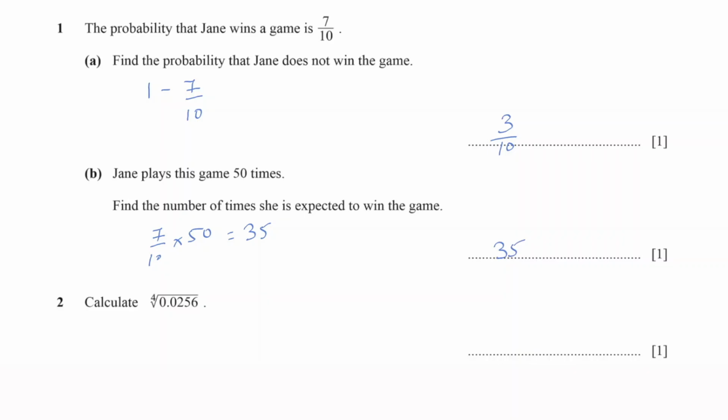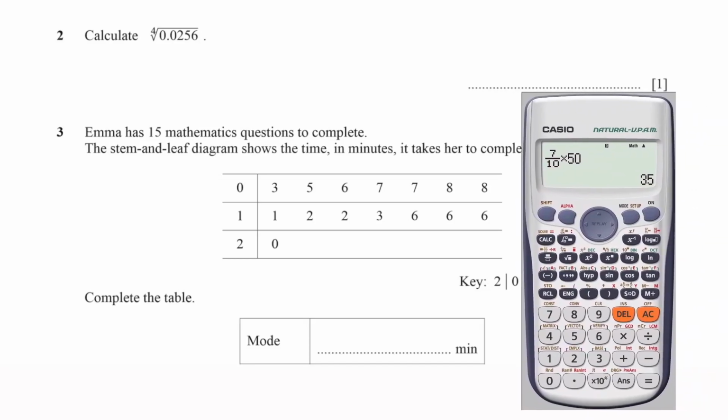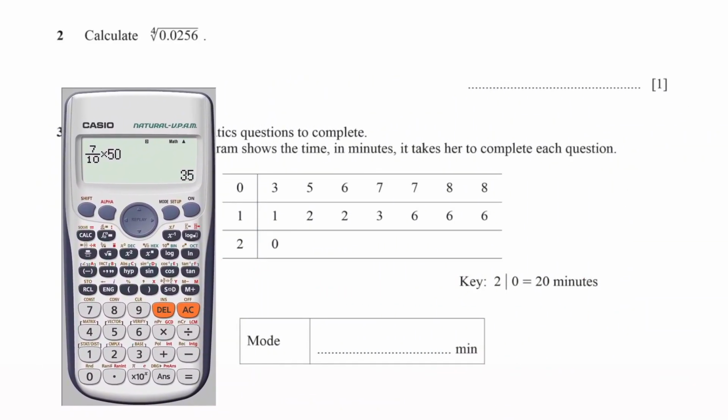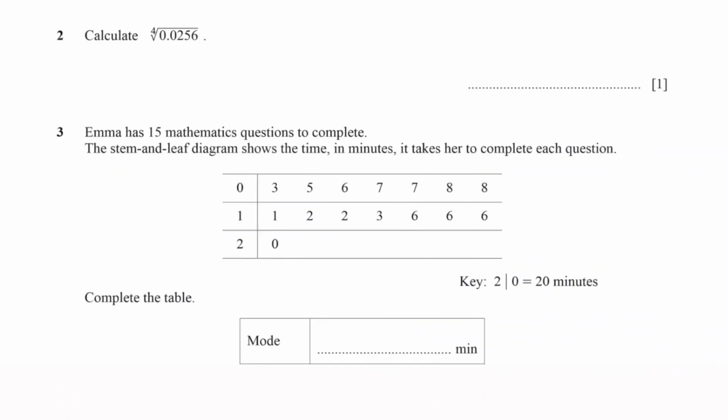Question number 2. Calculate the fourth root of 0.0256. So let us use a calculator to find that. We can press shift and the root method, and the fourth root of 0.0256 gives you 2 by 5 or 0.4. So our answer is 0.4.